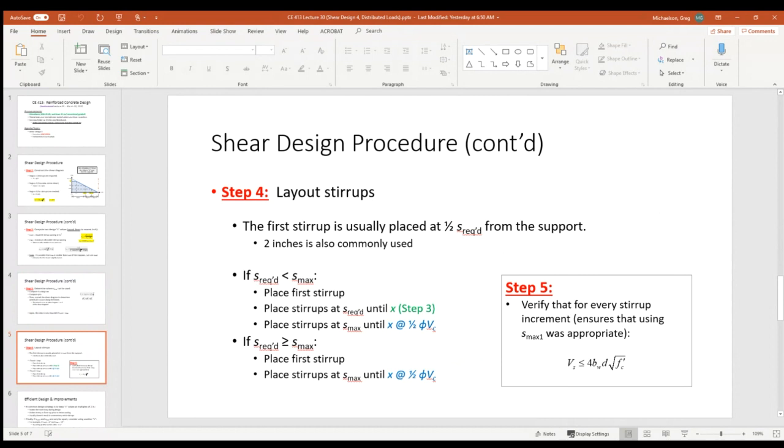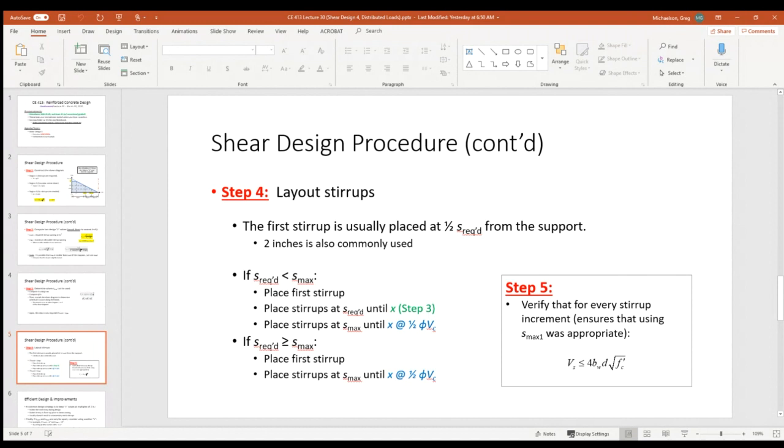And if you have a typical design where S required is less than S max, put your first stirrup down, which would be 2 inches from the support, and then place your first set of stirrups at S required and keep using S required until you hit the x value from step 3, and then use S max until the end. The end being wherever x was at half of phi Vc, because remember, after half of phi Vc, you don't need to place stirrups. The concrete can carry the shear by itself. Last, if S required is greater than S max and all you have to use is S max, just place your first stirrup and just use S max until the end.